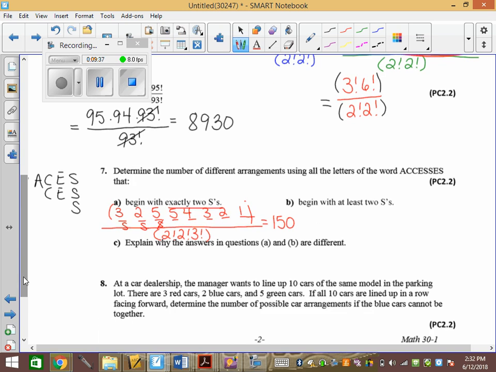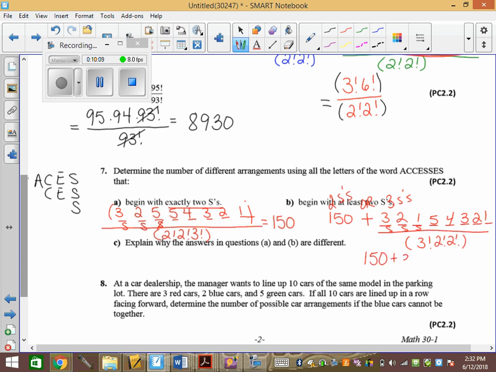Now, begin with at least 2 S's means you need 2 cases. You need to begin with 2 S's, which is 150. Or, addition, 3 S's: 8 divided by 3 factorial, 2 factorial, 2 factorial. And we're going to have 3, 2, 1 to begin with our three S's, SSS. And then 5, 4, 3, 2, 1, which I think is 30. 150 plus 30 is 180. Why are these answers different? Because one has to begin with exactly 2, and the other could be 2 or 3.